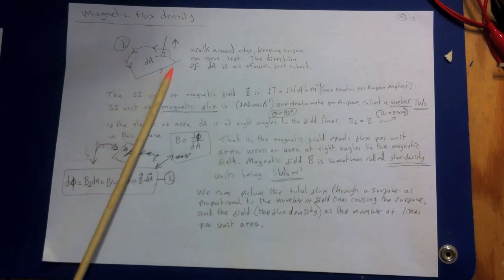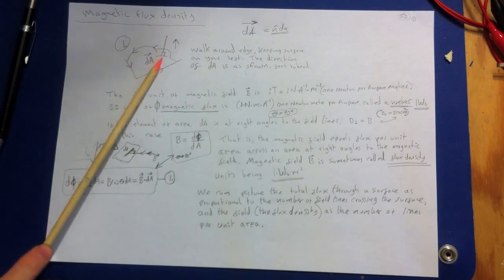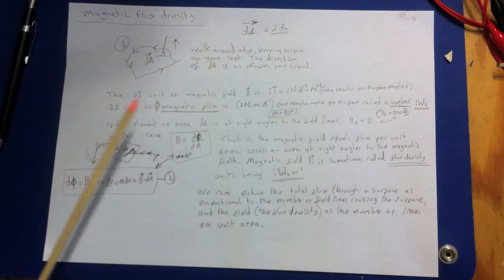If we always walk with an anti-clockwise direction around the area, then from your feet to your head, that will be the direction of that vector dA. So whenever you see the vector dA, you can work out its direction using that convention.